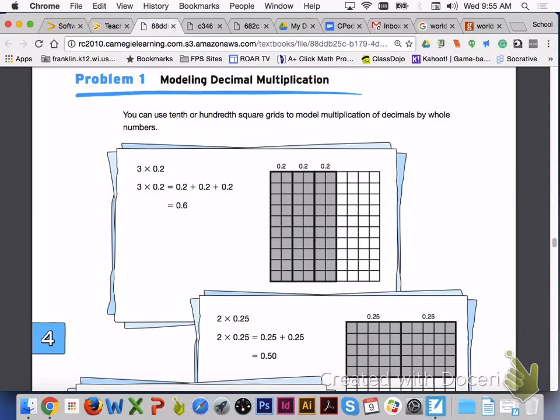Turn to page 268, problem 1, modeling decimal multiplication. You can use tenth or hundredth square grids to model multiplication of decimals by whole numbers. If we take a look at our first example, 3 times 2 tenths, I have 3 equal size 2 tenths parts that are shaded in for a product of 6 tenths.